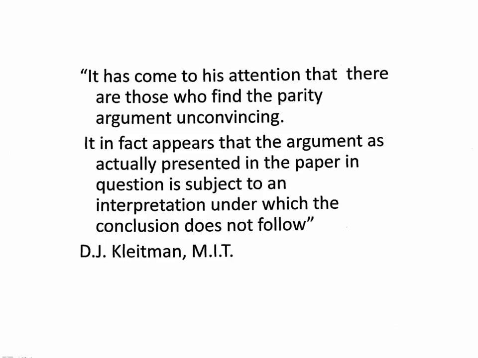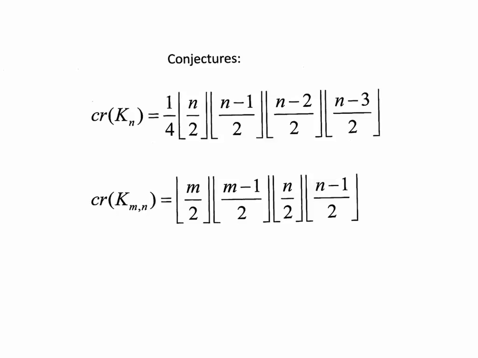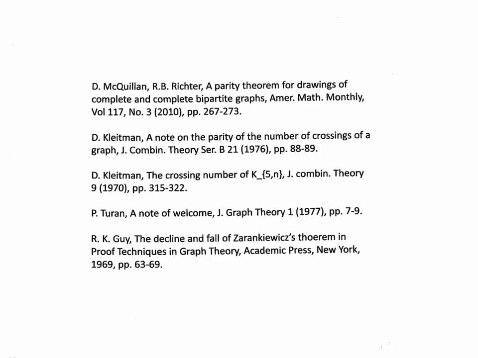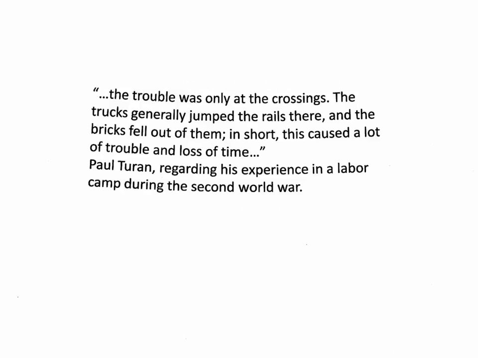That was a pretty simple argument. The original argument maybe wasn't so simple. It had to be reworked. Here are the conjectures for crossing numbers of complete graphs, minimum number of crossings in any drawing, that is, and same for complete bipartite graph. The paper I want you to have a look at is joint work with Bruce Richter. It's the parity theorem for drawings of complete and complete bipartite graphs. There's a favorite quote from Turan.